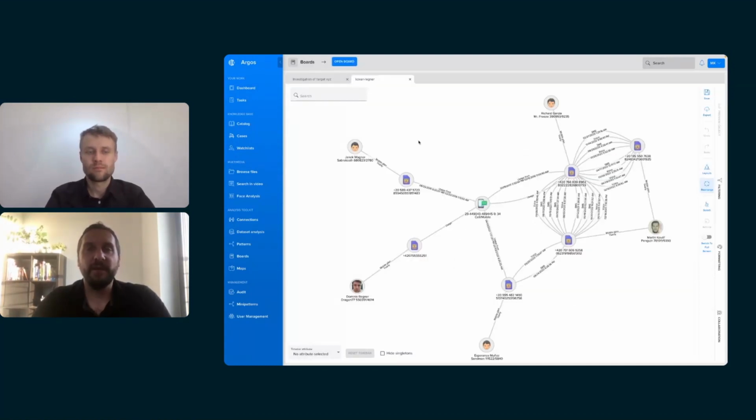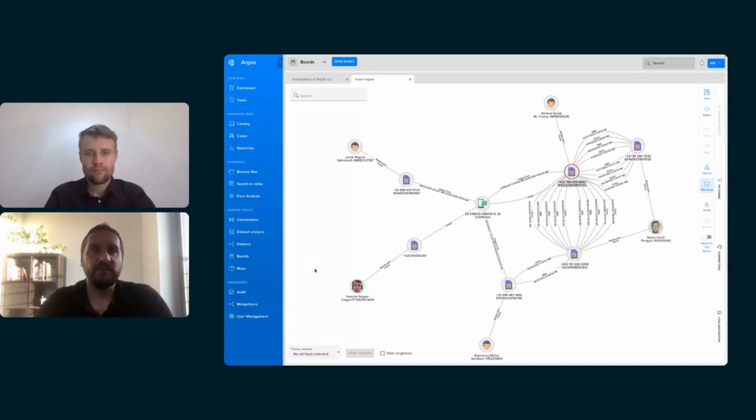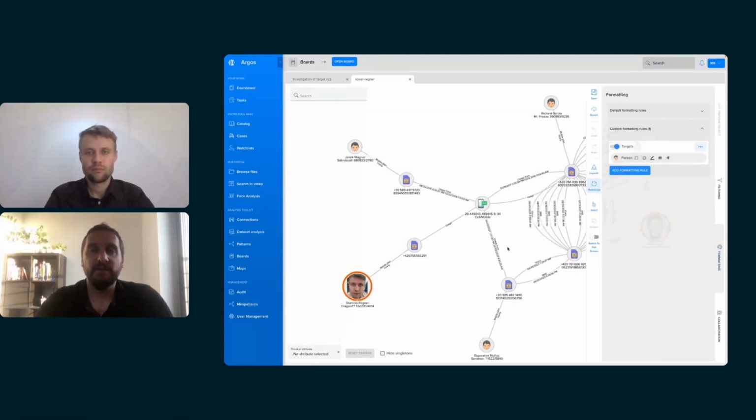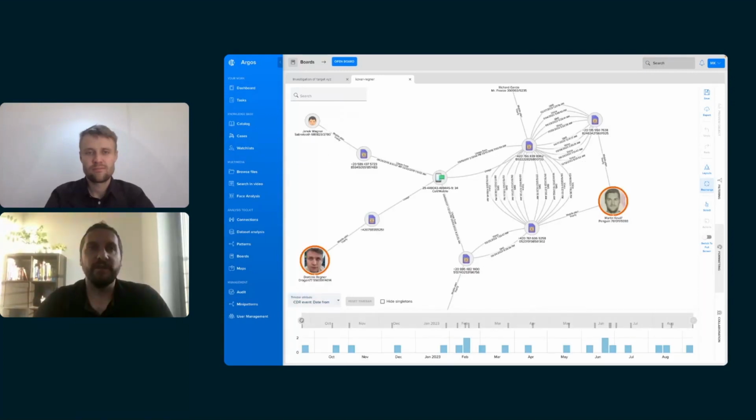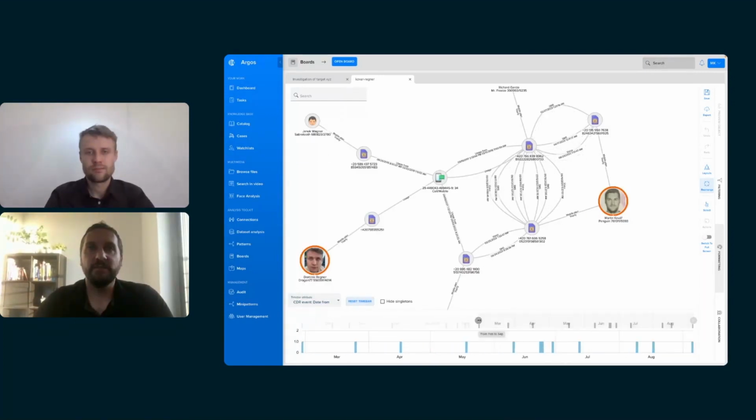All of this information may be added into an interactive canvas, which we call boards, and this place is created for the visual representation of all the findings from your data. So I have added the result of finding the connection between me and Dominic, and I may add additional formatting to it. For example, I can highlight the targets defined by certain conditions. I can choose timeline filters to drill down only to specific activities.